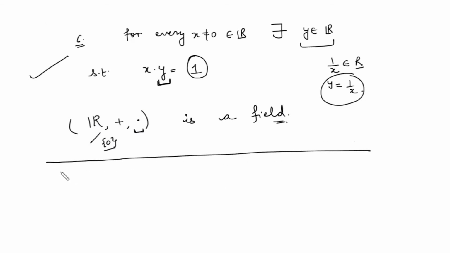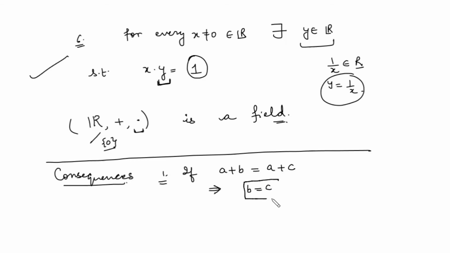Now some consequences. And you know that in case of real numbers, this thing holds. That if you have a plus b is the same as a plus c, then this implies what? b is equal to c. So these are some algebraic properties. We know that this thing holds in case of real numbers. Whenever a plus b is the same as a plus c, b is always equal to c. So with respect to addition, we know that this thing holds.